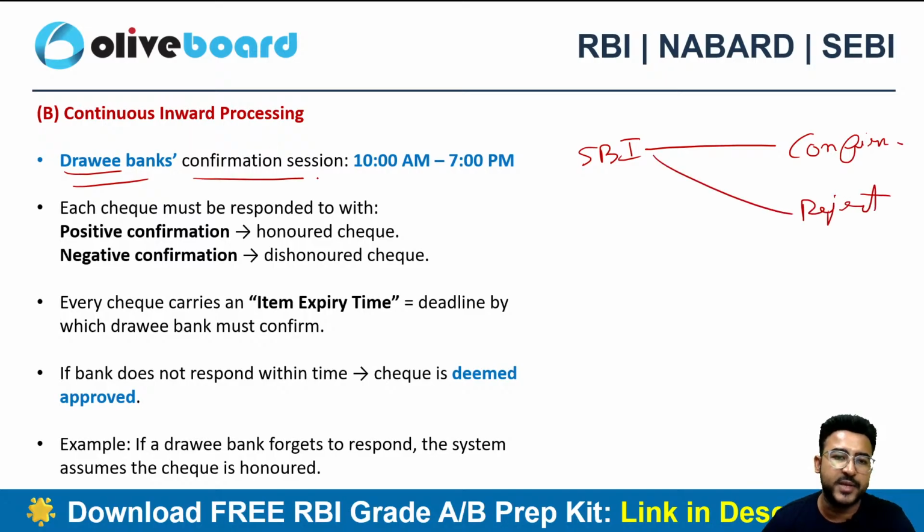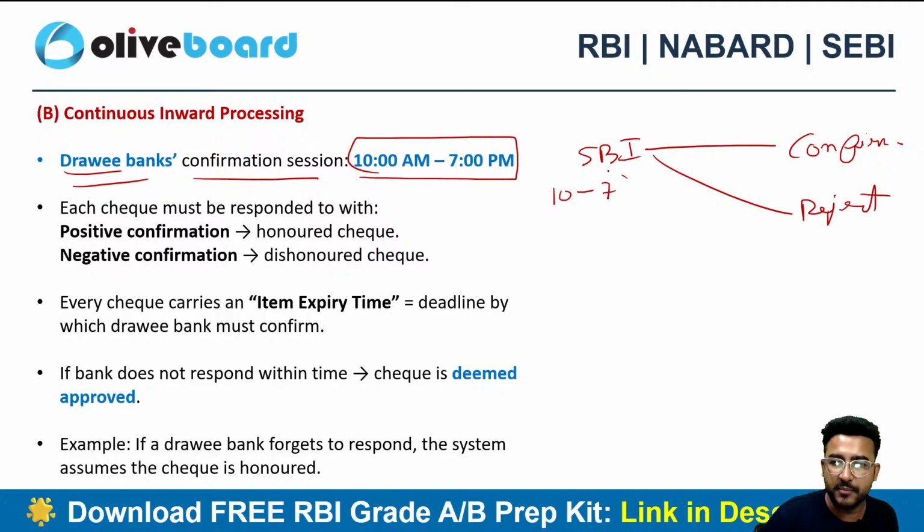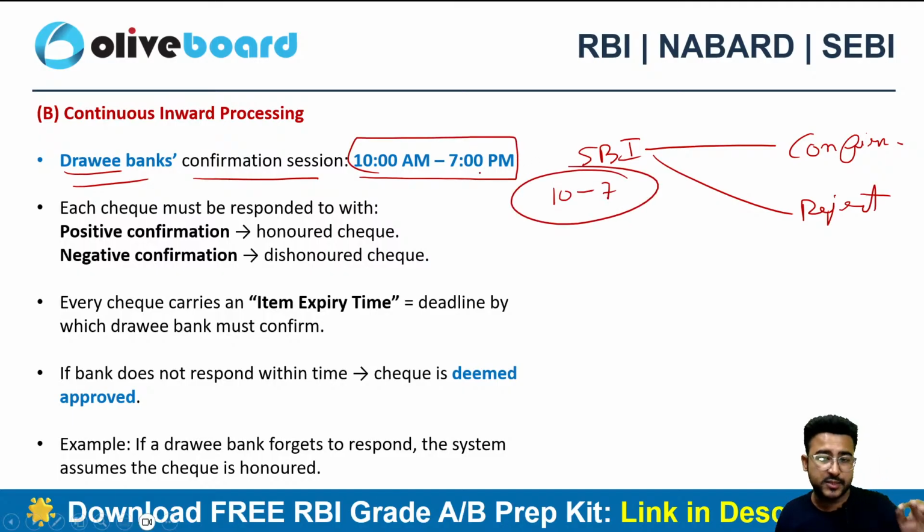So what is the confirmation session? This second part is the confirmation session. What is the time of the confirmation session? The time is 10 AM to 7 PM. So between 10 AM and 7 PM, SBI bank has to either confirm it or reject it, right? Confirm it or reject it.